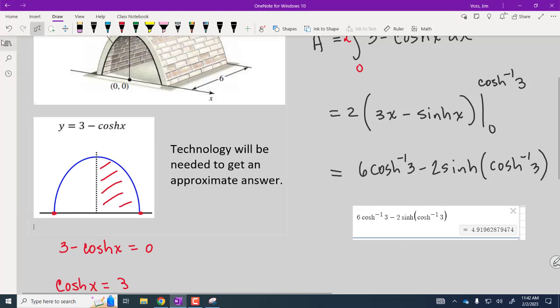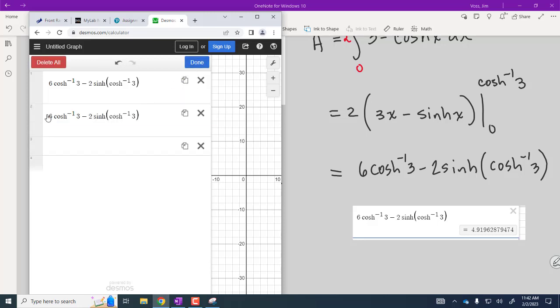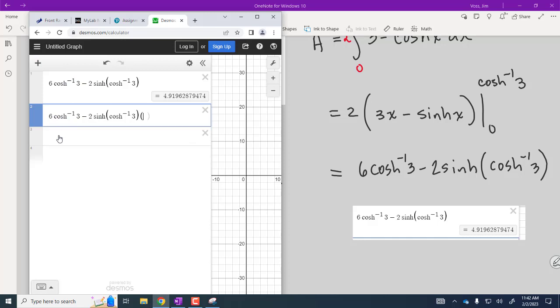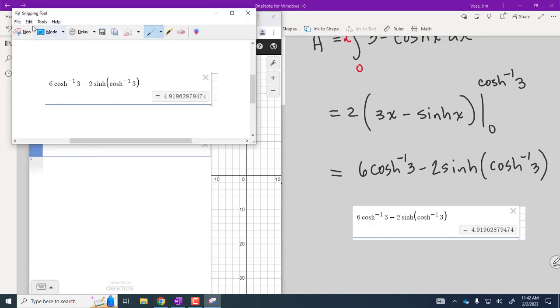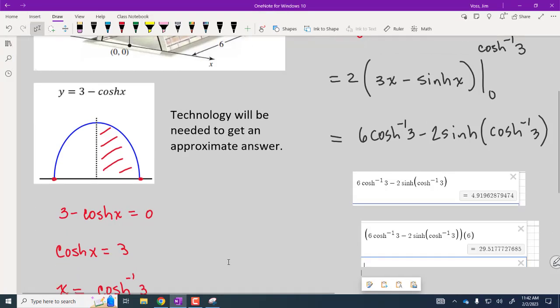And if we want the volume, then the only thing we would have to do is multiply by 6. So if we take that and duplicate it, put some parentheses in there, multiply by 6. That should do it. So that'll be our volume, approximated. Any questions on those?